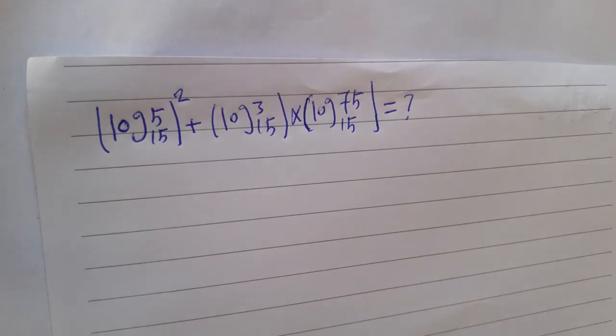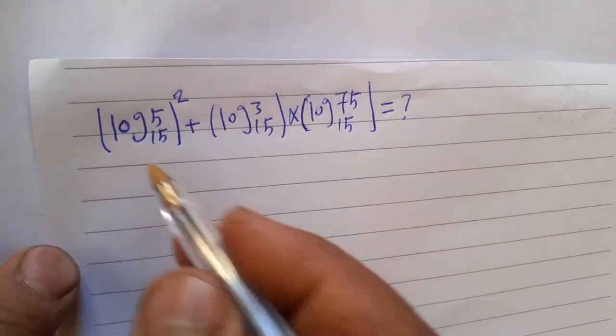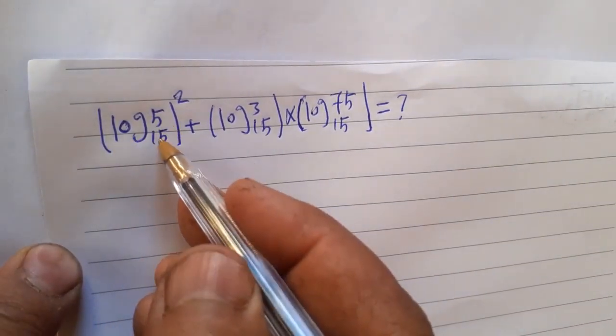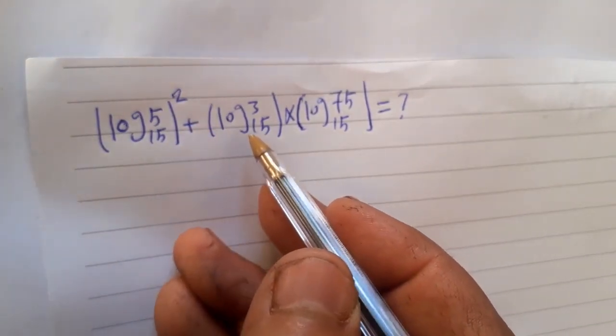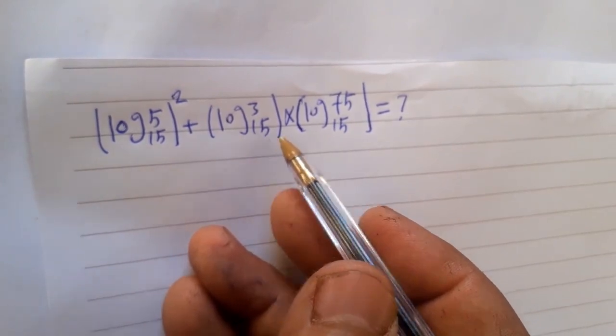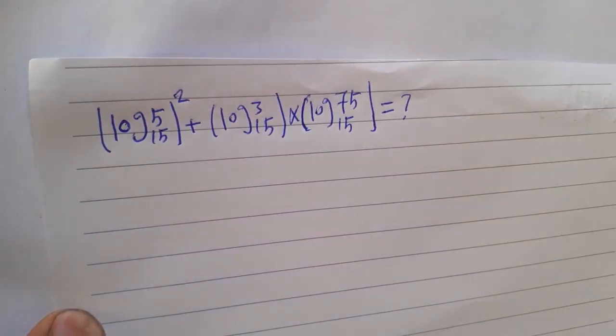Hello my friend, today I want to solve this math problem: log 5 base 15 squared plus log 3 base 15 times log 75 base 15.